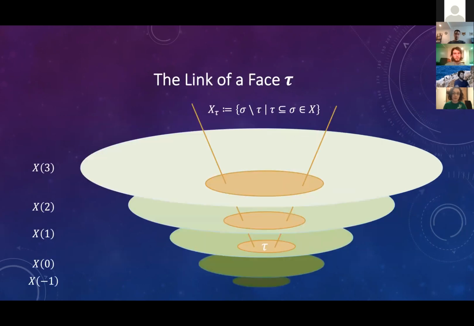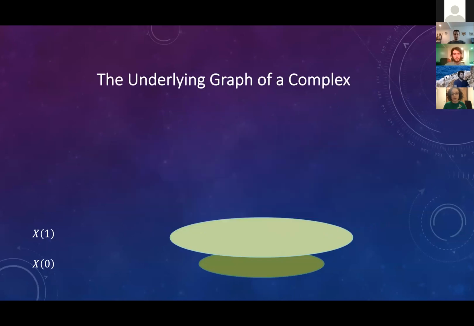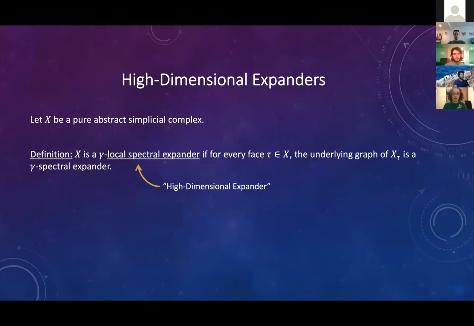So an important definition is the link of a face, which is basically its local view. Given a face tau, the link of tau is another complex obtained by taking all of the faces that contain tau and removing the vertices of tau from each one of them. Another definition is the underlying graph of a complex, which is just its vertices and edges. Now we can define high-dimensional expanders. So given a pure abstract simplicial complex, it is a gamma local spectral expander if for every face tau, the underlying graph of the link of tau is a gamma spectral expander.